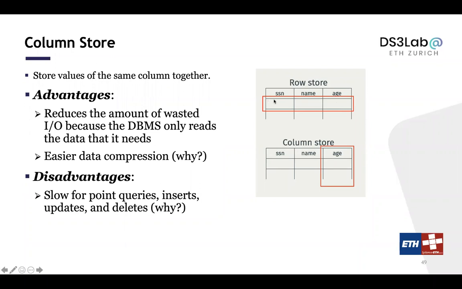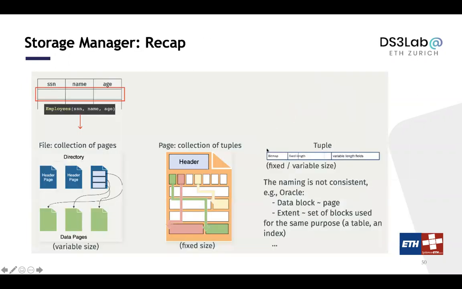That makes sense for the tuple layout that we talk about. Essentially, this is a tuple, right? If you're doing this type of storage, when you read the tuple, you are always getting SSN, name, and age, right?